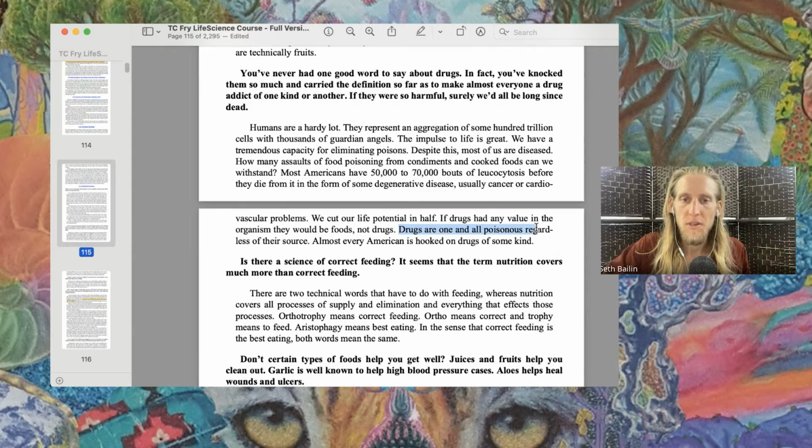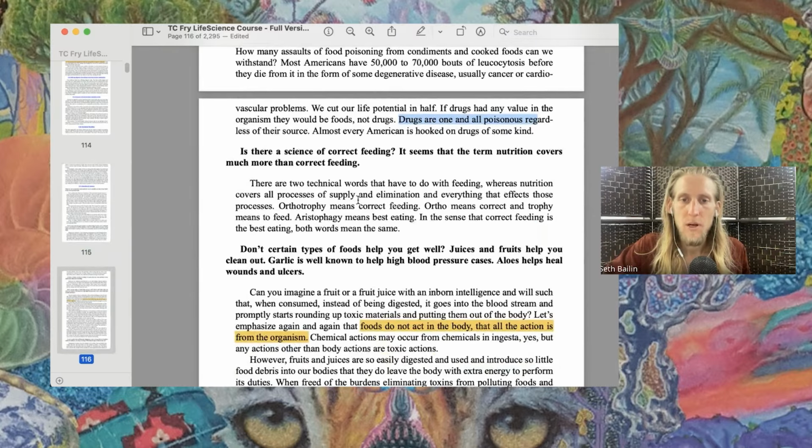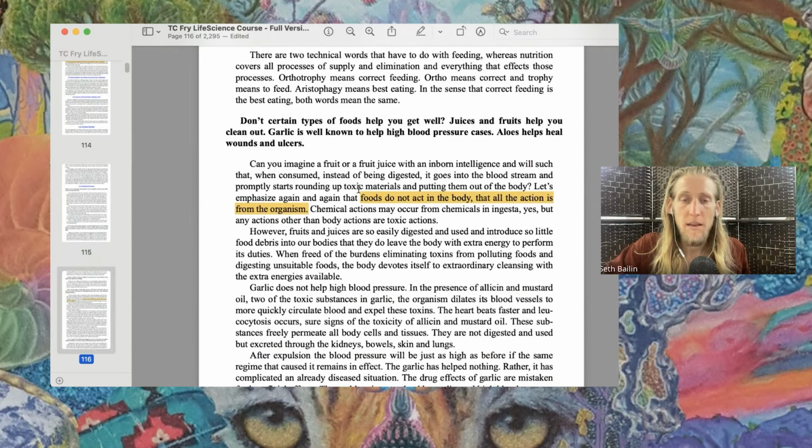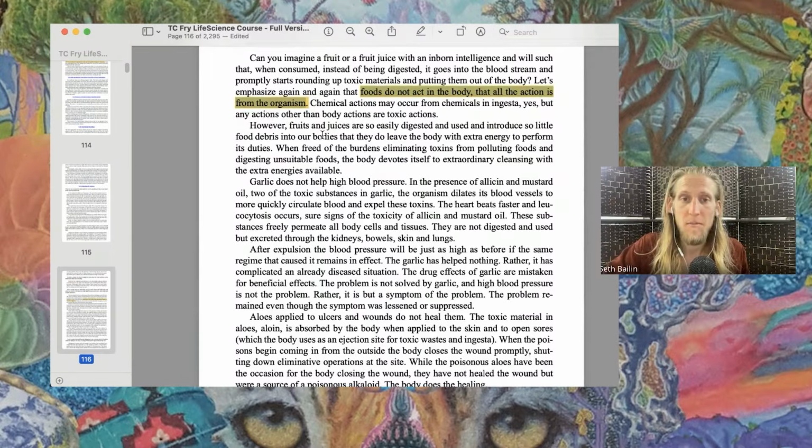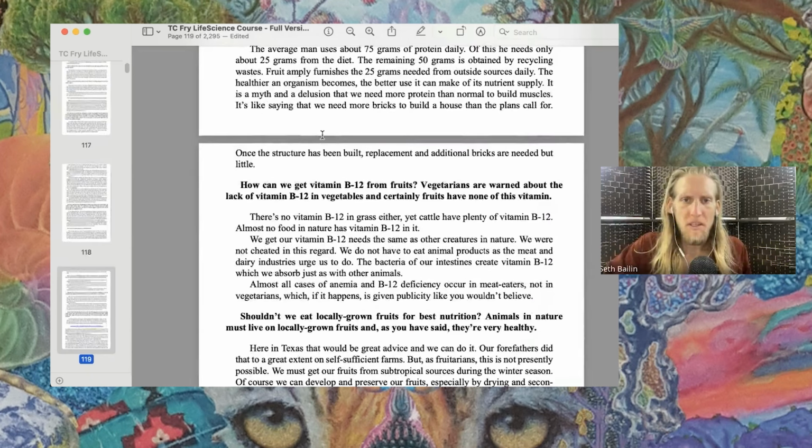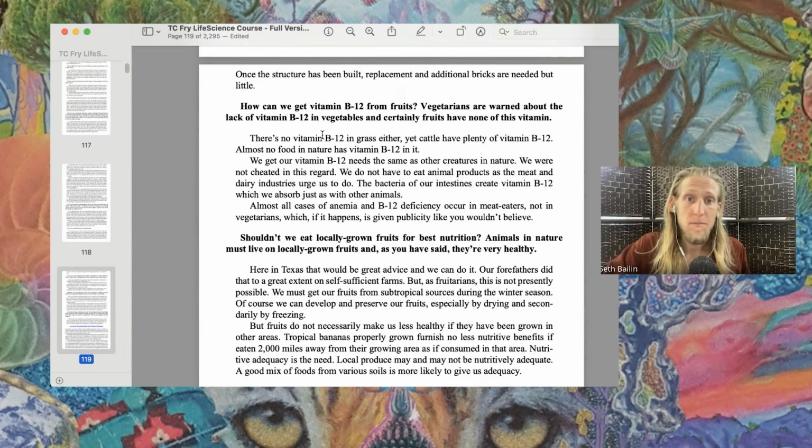Drugs are all poisonous. Correct feeding. He reiterates that foods do not act in the body, that all the action is from the organism itself. So a couple miscellaneous questions. Oh, B12. He says that our gut makes B12. Almost all cases of anemia and B12 deficiency occur in meat eaters, not in vegetarians.